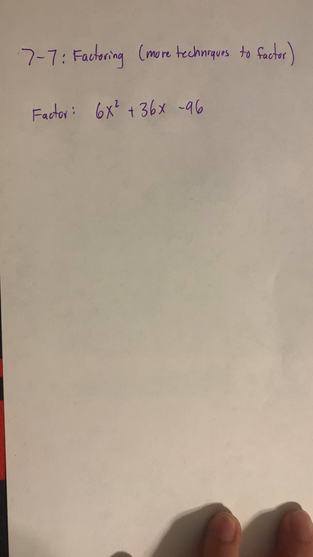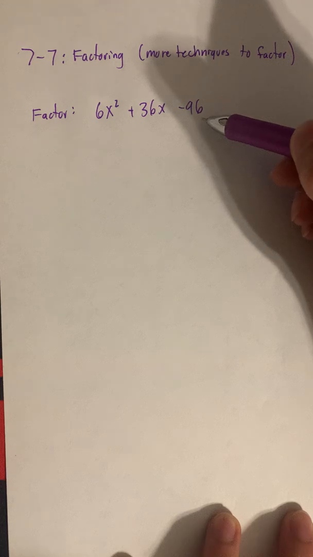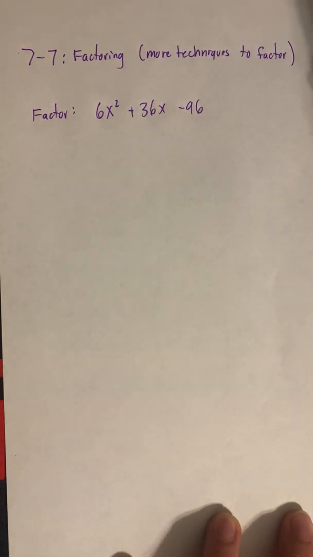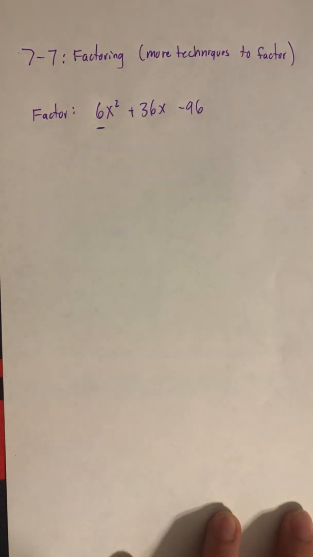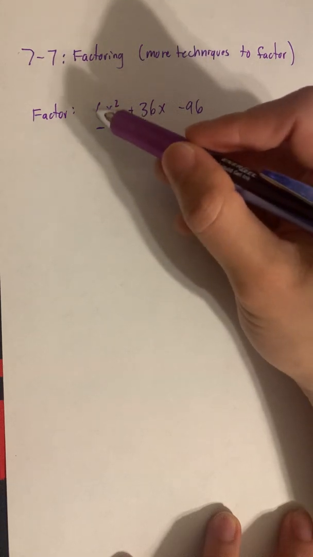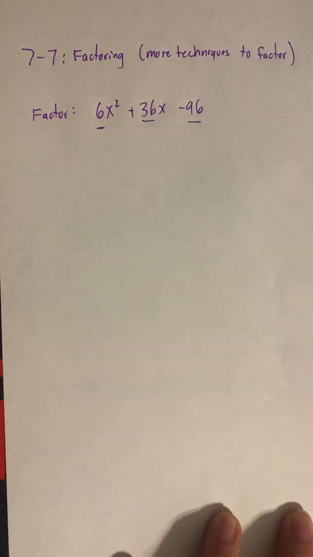All right, so before, we just have to find two numbers that will multiply up to negative 96 that will also add up to 36. But we can only do that if the number in front of the x squared term is 1. So right now, we can't do that. We can't use that technique. So what we want to do is take out this 6 here. So we're going to factor 6 out of each one of these terms here.